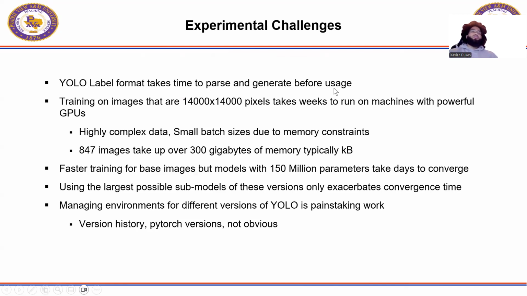Experimental challenges: the YOLO label takes time to parse and generate before usage, because they all come in, I think, in a massive JSON, I can't remember exactly, it's been a while since I've looked at it. But the YOLO model takes an image and then an associated text file with the ground truth coordinates in it. So you have to parse those all into separate text documents for the YOLO model to use, and it's a pain.